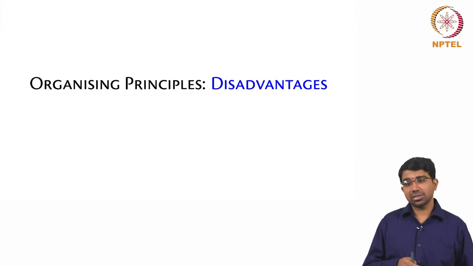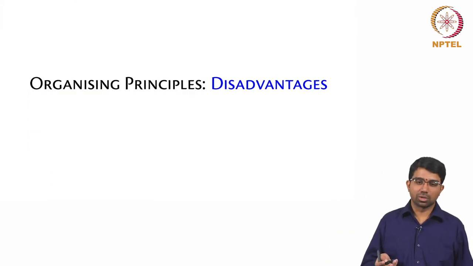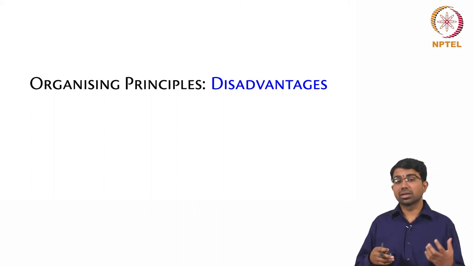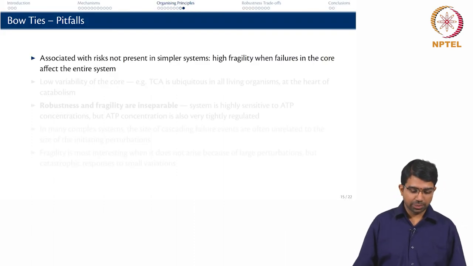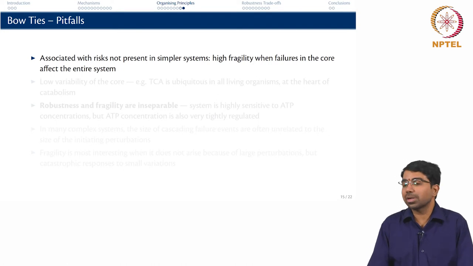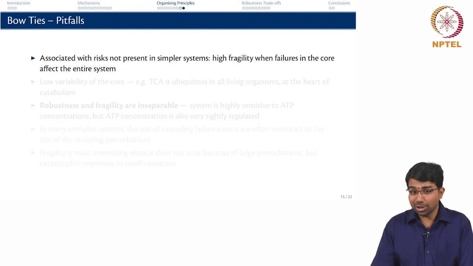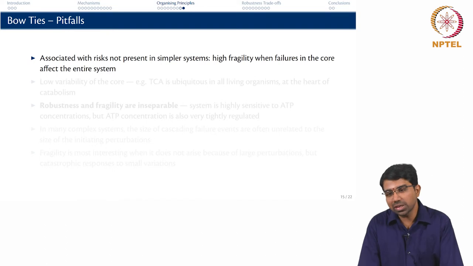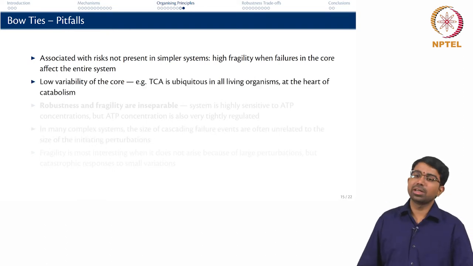What are the disadvantages? If something goes wrong in the core, right, you have very little leeway in the core as such. So, it is associated with risks that are not present in simple systems. This is a very complex system, right. So, there is high fragility when things in the core go wrong. So, there is low variability of the core.